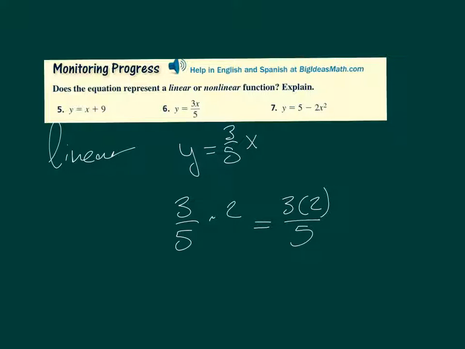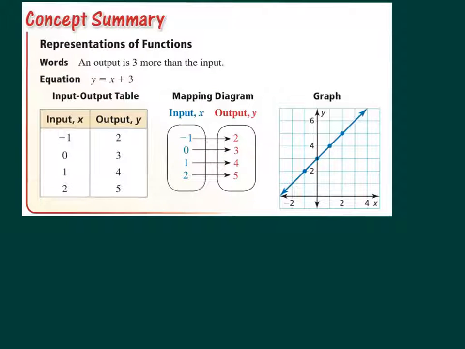And then right away on number 7, we should see a red flag. I have the x to the second power, not a linear function. And again, we'll see those later on in the year.